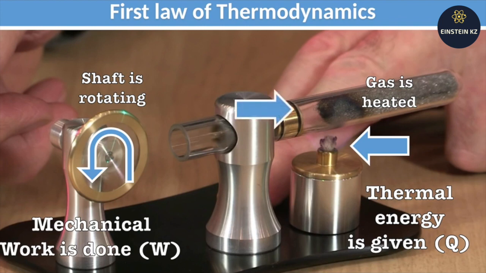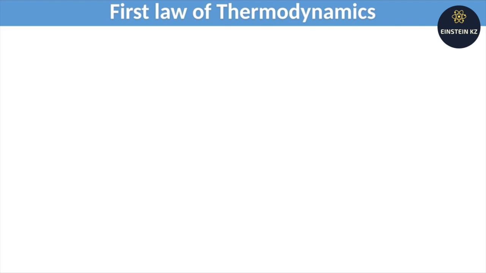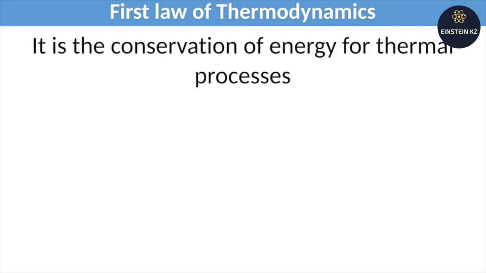In between we have gas. The temperature of the gas is increasing, and the internal energy of the gas is increasing as well. So here we have three letters: Q, delta U, and W. This brings us to the first law of thermodynamics, which is the law of conservation of energy for thermal processes. This is the formula that we're going to work on in this video.